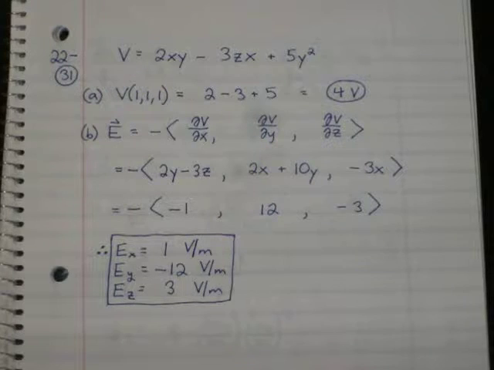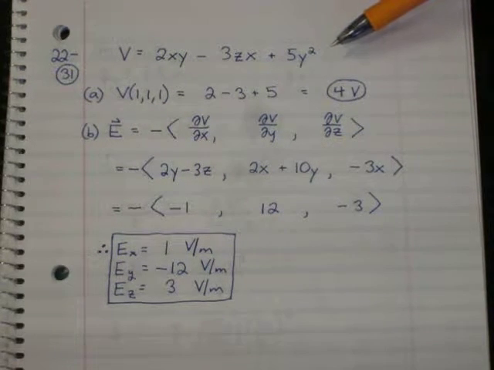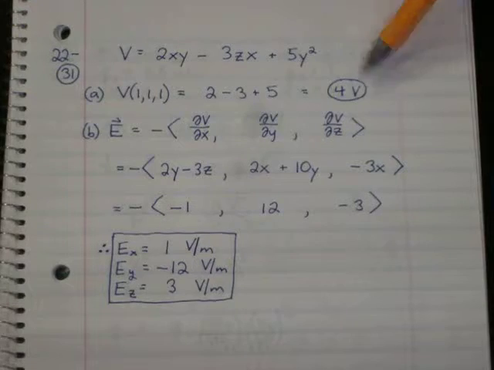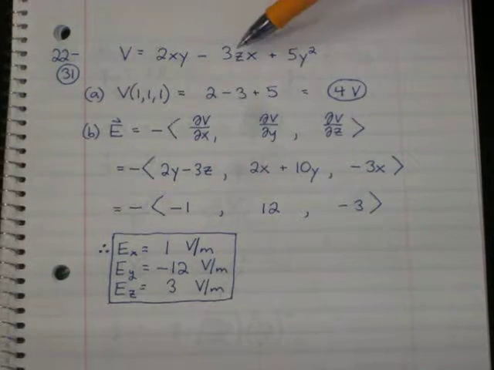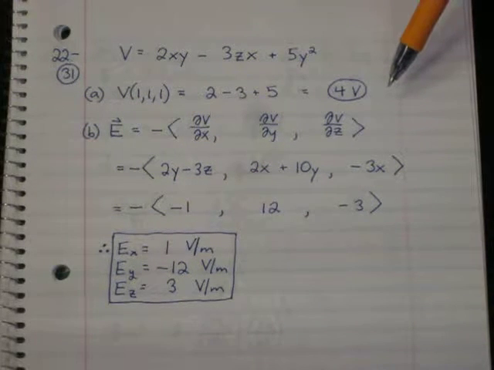Number 31, the electric potential in a region is given by the equation shown. Find the potential and the components of the electric field at the point 1, 1, 1 meters. Well, here's the equation that is the potential. So part A, pretty easy. We just plug in x equals 1, y equals 1, z equals 1, and we get the potential is 2 times 1 times 1 minus 3 times 1 times 1 plus 5 times 1 squared, 2 minus 3 plus 5, and we get 4 volts.